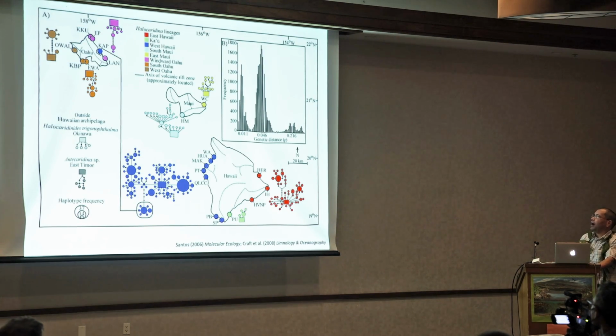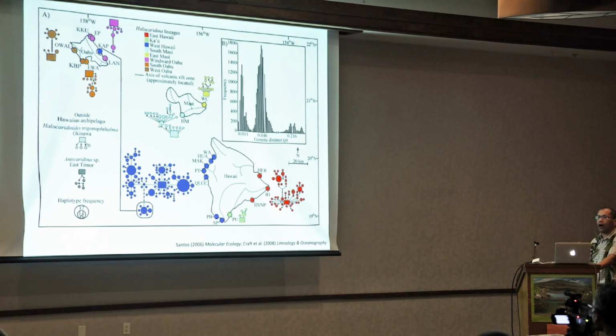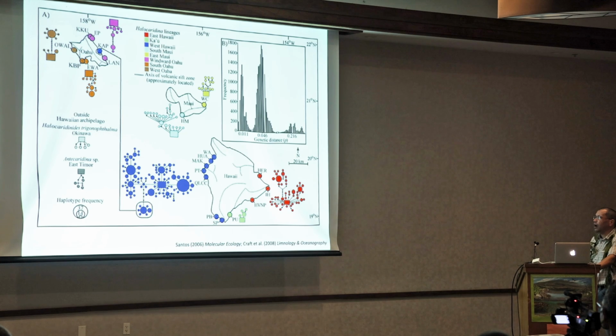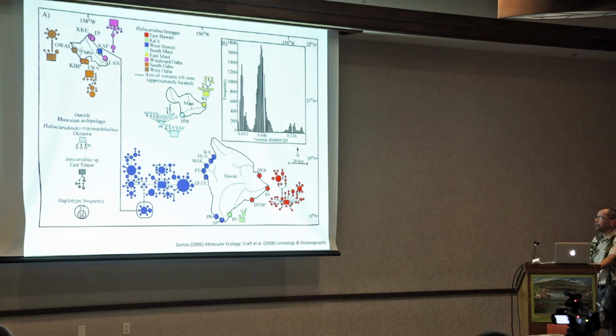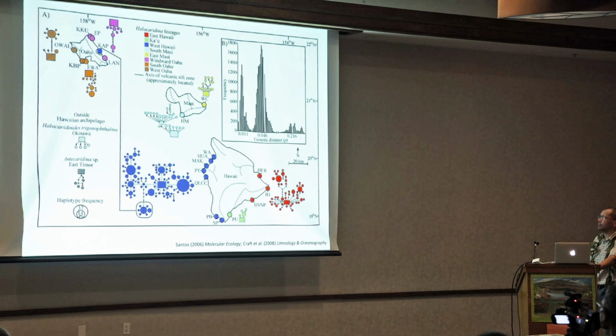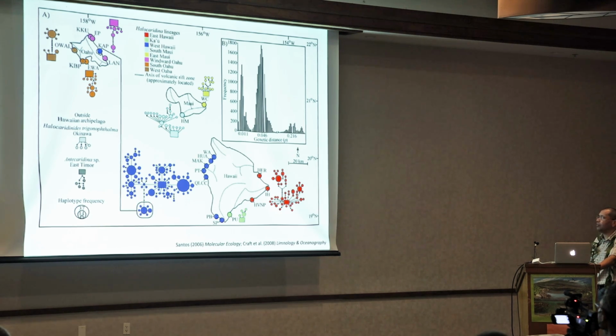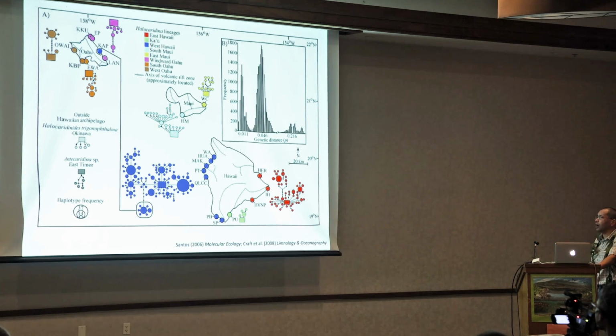And so what we found was that instead of having a single species that spanned multiple islands or different parts of an island, what we found was what appeared to be potentially different species spanning very distinct parts of an island and very localized in a particular context.